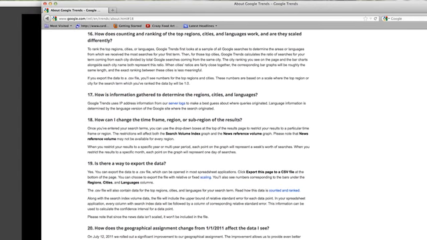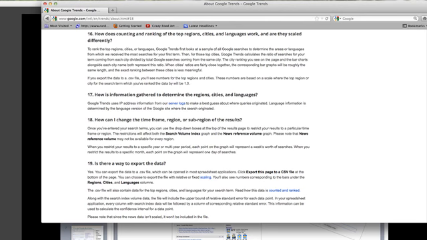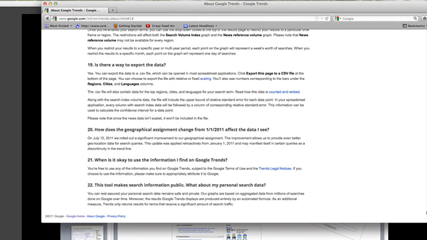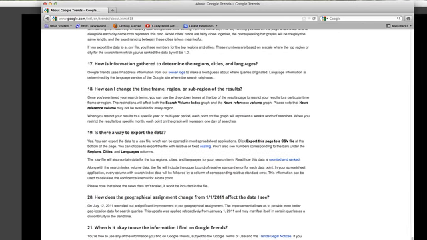Also, can I use the data in other reports, which is all good things that I may want to understand. So always make sure to pay attention to these databases, where the information's coming from, and what it is they're trying to tell you.